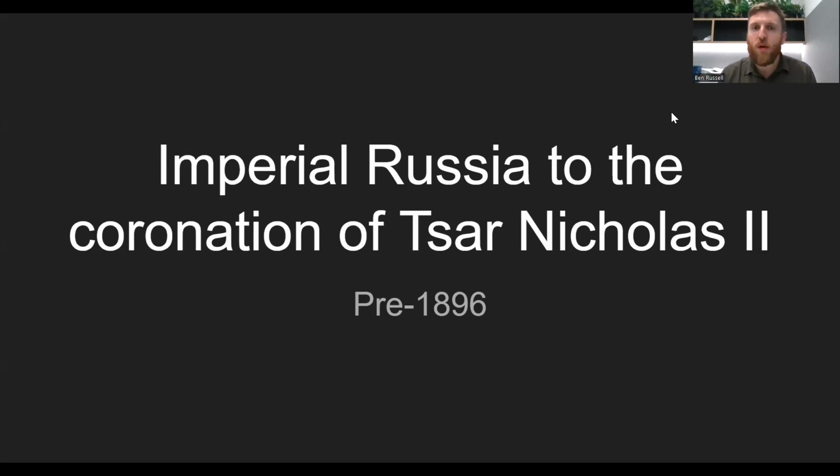Now, this video will explore Imperial Russia before the coronation of Tsar Nicholas II, who was the reigning monarch at the time of the 1917 revolution. So we're actually giving a context of what Imperial Russia was like before our area of study begins with the coronation of the Tsar in May 1896. So we've got quite a lot to get through, so let's get straight into it.